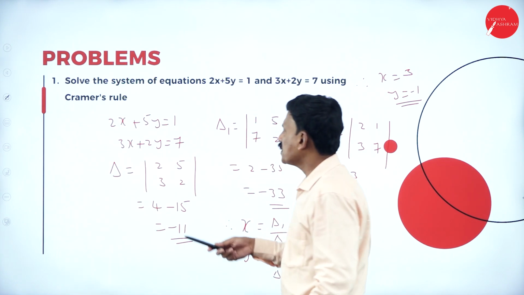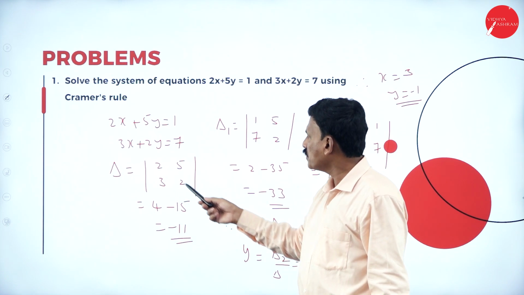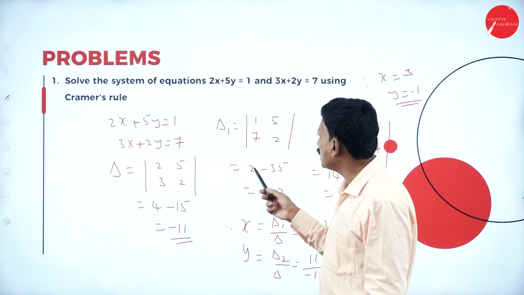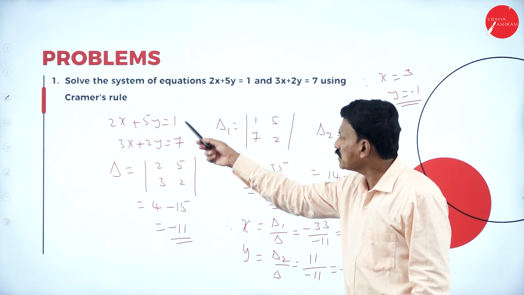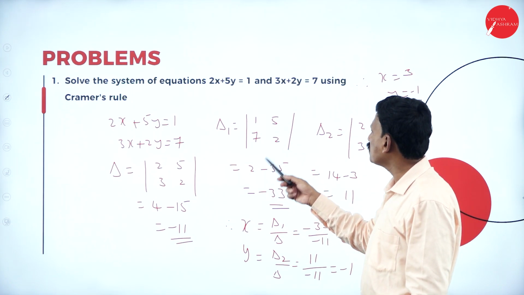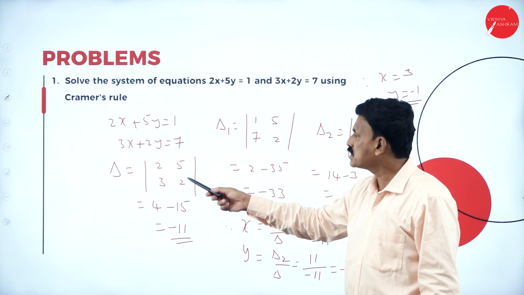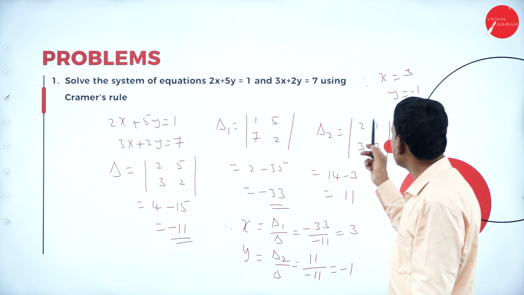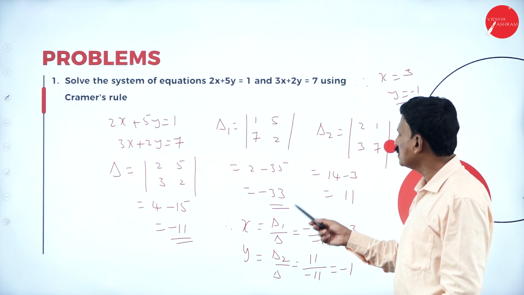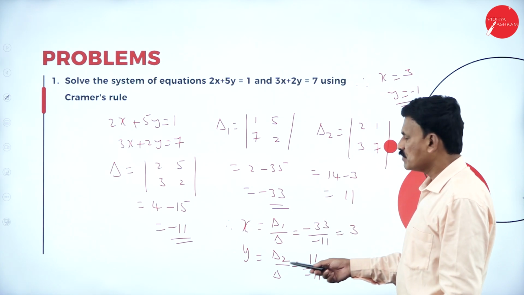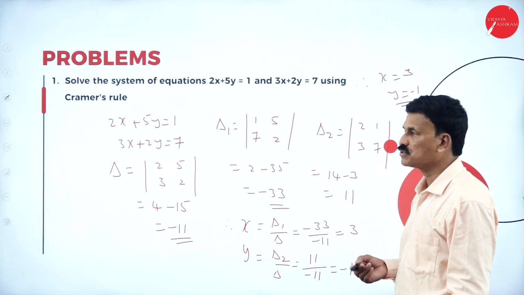So see here, first find out delta. Delta is equal to coefficient of x is 2, 3, 5, 2. Simplify. 2 2s are 4 minus 15 is minus 11. Delta 1 means 2 and 3 is replaced by 1 and 7. First column is replaced by the constants. Delta 2 is nothing but 2 and 3. First column is same. Second column 5 and 2 is replaced by 1 and 7. 7 2s are 14 minus 3 is 11. So x is equal to delta 1 by delta, minus 33 by minus 11 is 3. Y is equal to delta 2 by delta, that is 11 by minus 11. So x is equal to 3 and y is equal to minus 1.